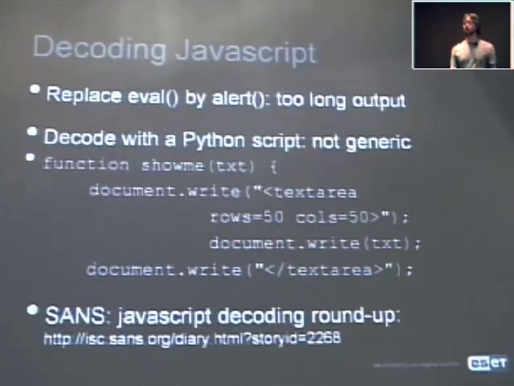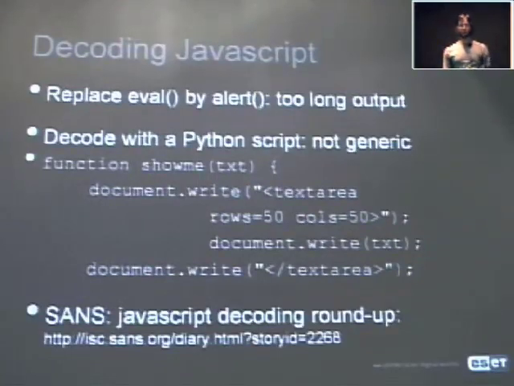The first thing I tried was to replace the eval call, that is always used to evaluate some JavaScript after it's been deobfuscated. I would replace this call to eval by a call to alert, which would basically just bring a message box to your browser. But the output was way too long, and it would make a really big window, and I couldn't copy and paste from it or edit it.